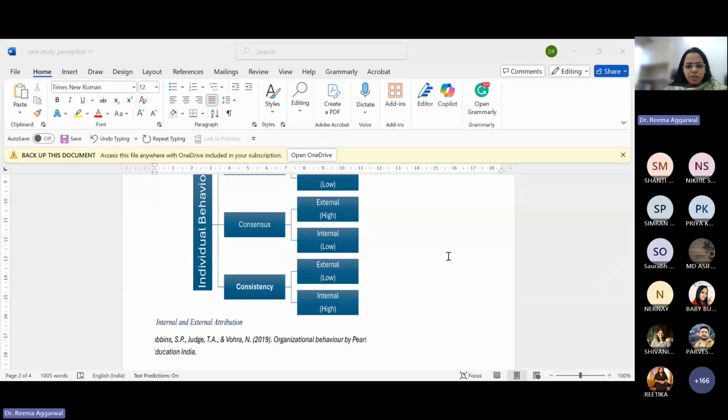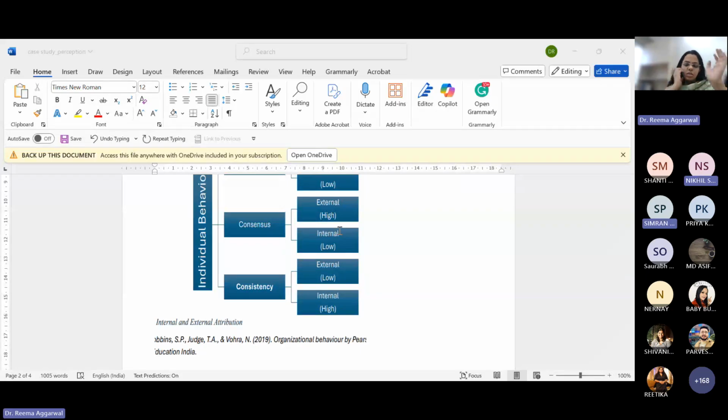Could you explain? Consensus? Consensus is high or low? And why? Anyone? Consensus high है या low है? किसको समझ नहीं आया? It is high. Consensus, you are saying, is high.